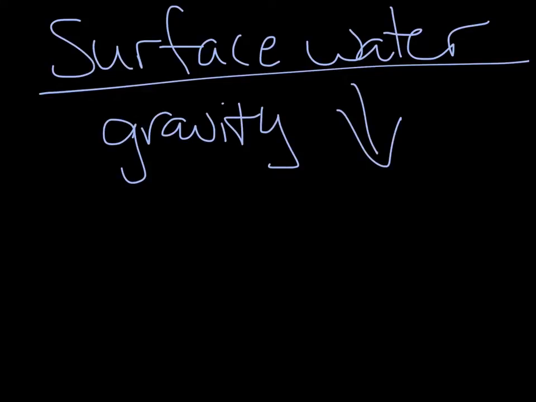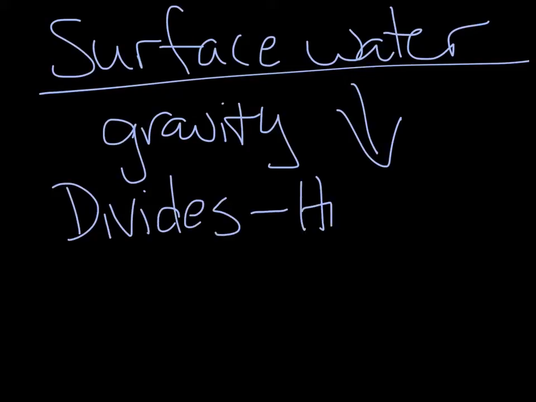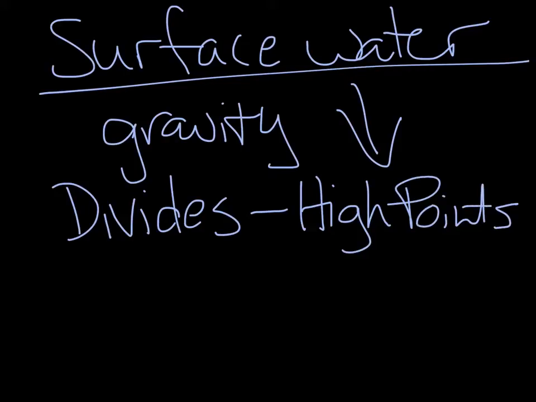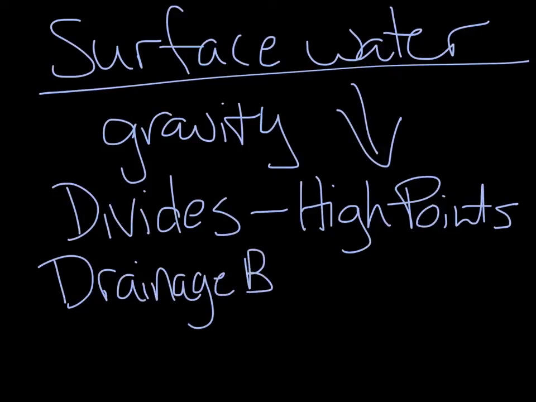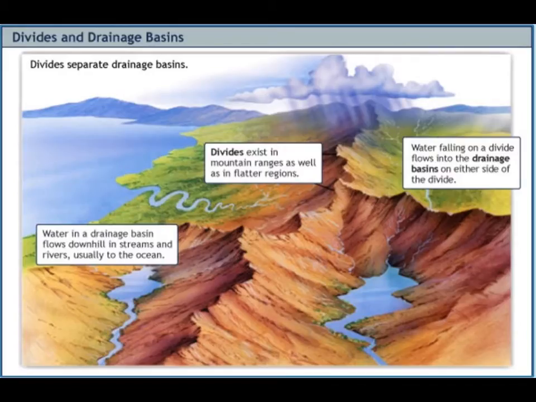As that water gets pulled downhill, it's going to flow between high points called divides. These are the high points. And areas called drainage basins. So a divide is a ridge or a continuous line of high land from which the water flows in different directions. Okay, so here is the divide that's here in the middle.